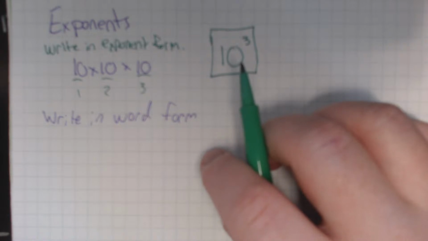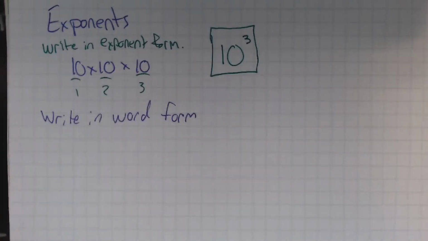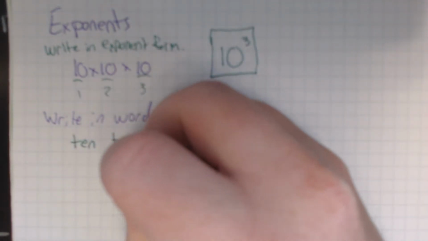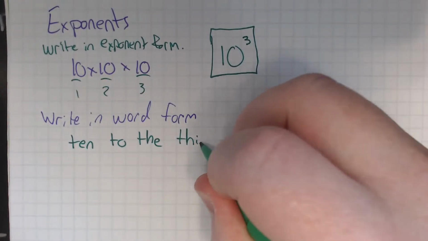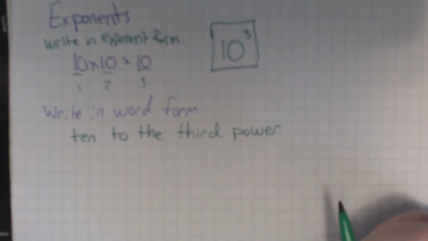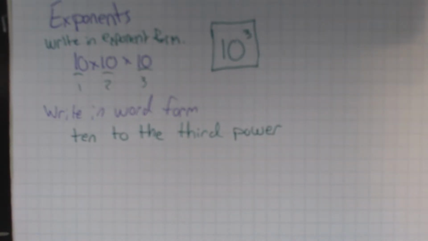Now, write in word form. Now we have 10 to the third power, 10 to the power of 3. So what's going to happen is we are going to write that. There's 2 different ways you could write this. In word form, you can either write it as 10 to the third power, or you can write it as, hold on one second.